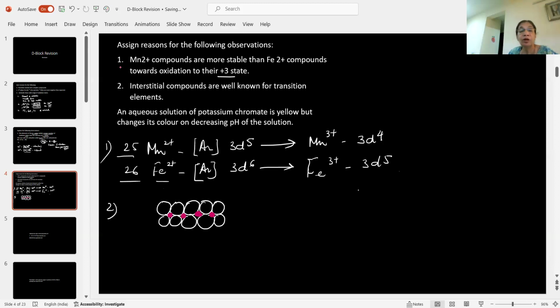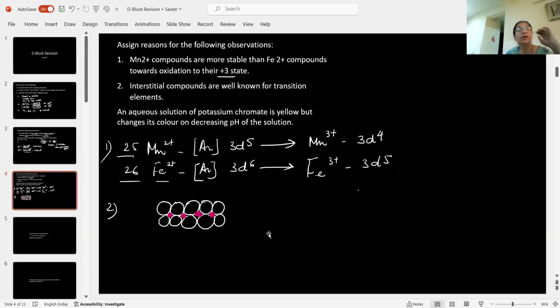So because they have vacancies in which small elements can fit, that is why they can form very good interstitial compounds. An aqueous solution of potassium chromate is yellow, but it changes its color on decreasing the pH of the solution.